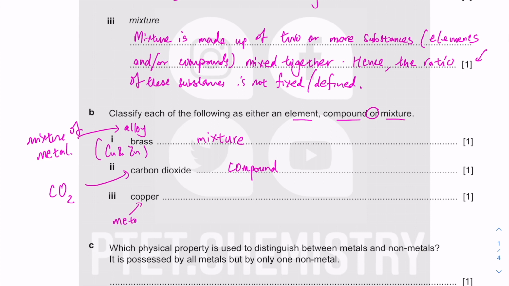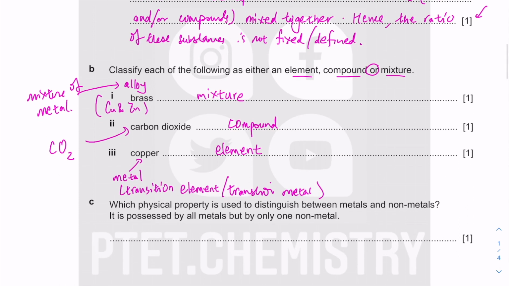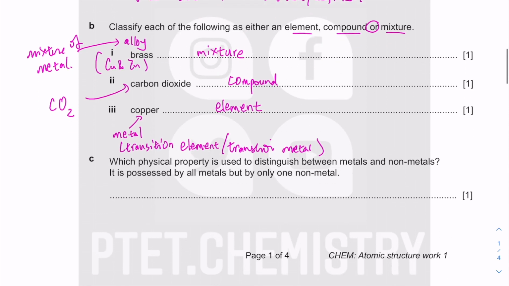Copper is a metal in the transition element block, and transition elements are also transition metals. So it is a metal, and when it is a metal, it is an element, because you cannot break it down further into simpler substances. And you can also find copper as element number 65, if I'm not mistaken. Let me have a look at my periodic table. Copper is element number 64 in the periodic table.